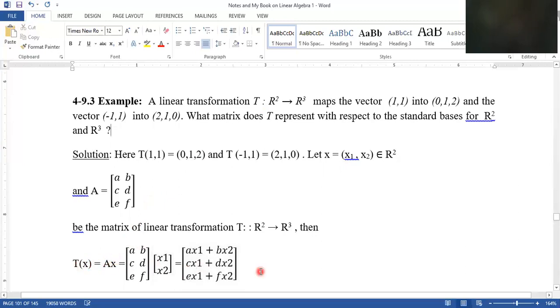Since this is a linear transformation, we take T of x is equal to A into x, the general form of a linear transformation. So if you multiply x1, x2, x3 with this matrix, it must be a 3 cross 1 column vector.